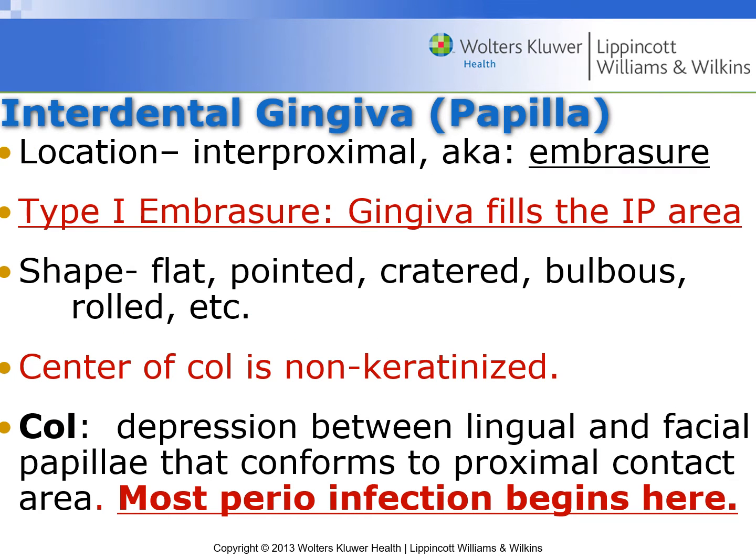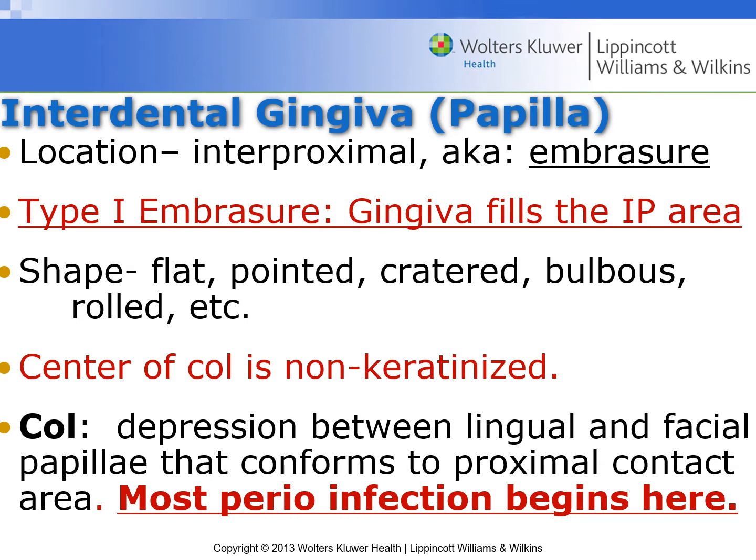So the interdental gingiva is called the papilla, and that's usually what we'll call it. The location is interproximal, or they may say proximal. It's also called an embrasure, and they have different types of embrasure. They have a type 1 embrasure. It would be perfectly healthy. It's the gingiva that fills the interproximal area.